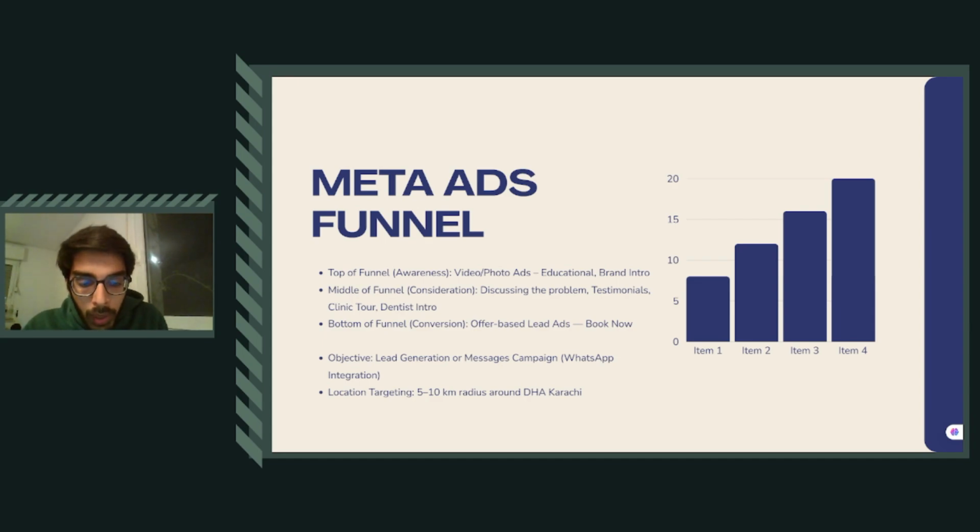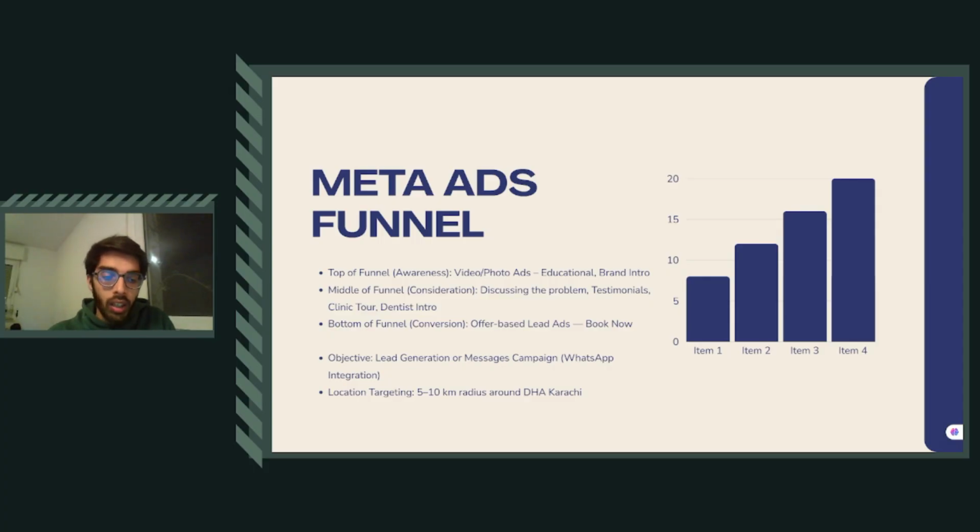What would be our objective? Because it's a lead generation or service-based business, obviously we would be going for a lead generation or messages campaign. For the TOFU and MOFU, we can go for brand awareness or traffic campaigns, where we can gather a good amount of audience. On the contrary, the quality of that audience would not be as good compared to lead generation and sales campaigns. With a lead generation campaign, we would redirect the customer to the WhatsApp integration once the customer clicks on the CTA, whether it is book now, learn more, message now, or something like that.